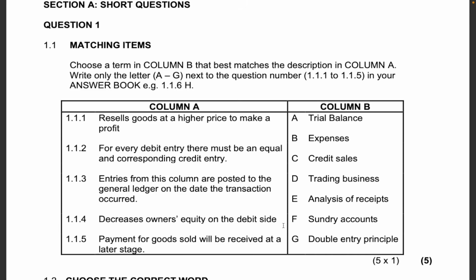Okay, so entries from this column we post to the general ledger on the date that transactions occurred. Although it's not the only account that you'd post to the general ledger, but this is the only one that we see here.